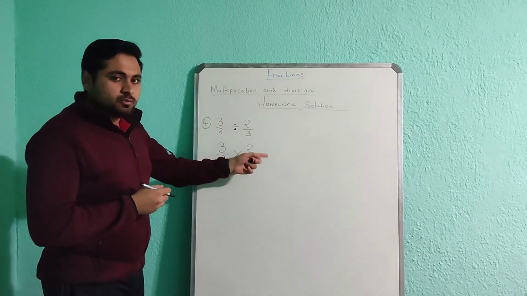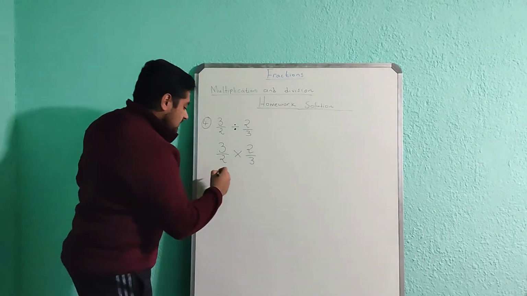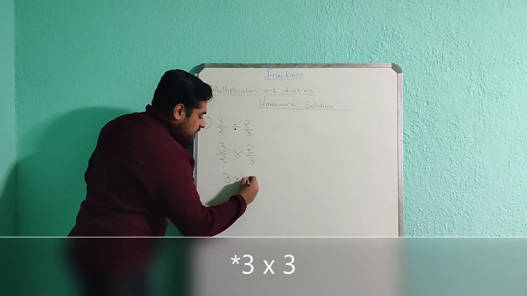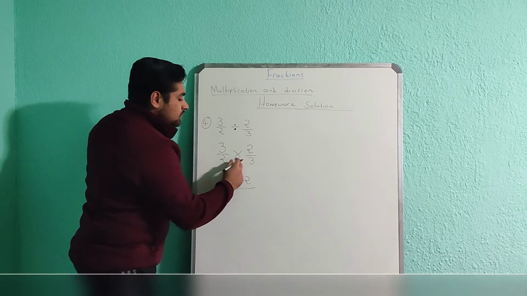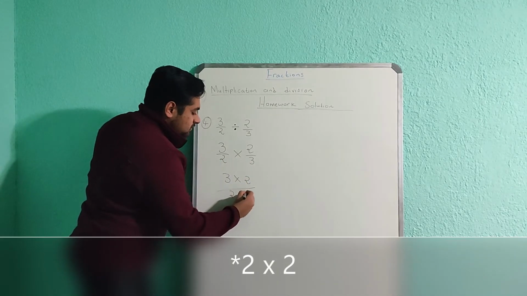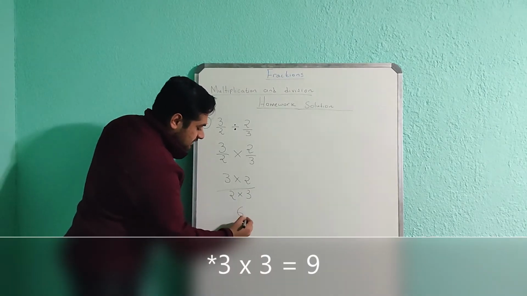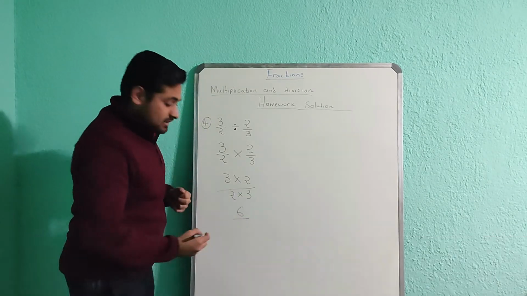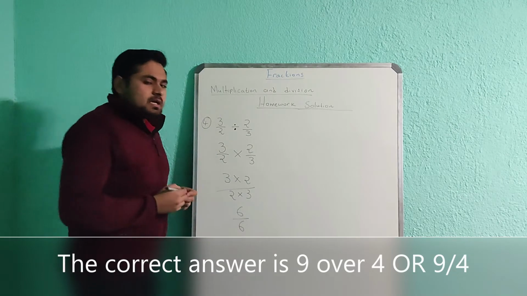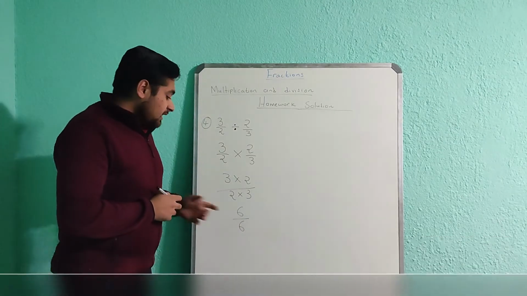So numerator times numerator, denominator times denominator. So we got 3 times 2 all over 2 times 3. What is 3 times 2? That's a 6. What is 2 times 3? That's a 6. Now, do we need to simplify this further?